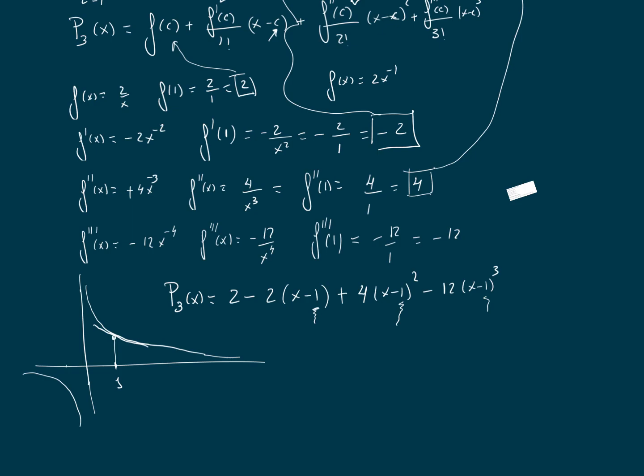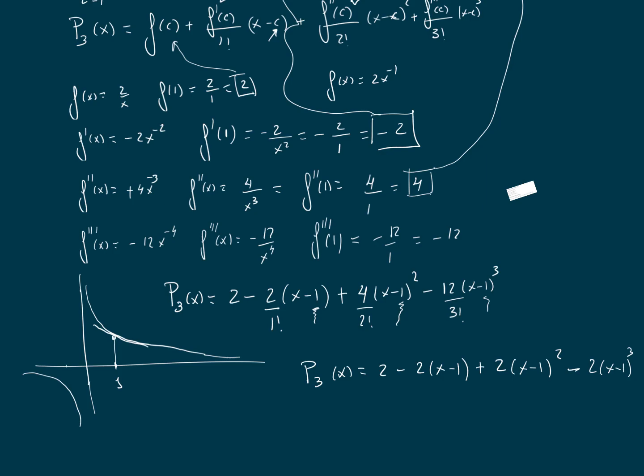But still we need to put the denominators: 1 factorial, 2 factorial, 3 factorial. And now who is the Taylor polynomial? p3 of x will be 2 minus 2 times x minus 1, plus 4 divided by 2 factorial, which is 2, times x minus 1 squared, plus minus 12 divided by 3 factorial. 3 factorial is 3 times 2, which is 6. 12 divided by 6 is 2. Minus 2 times x minus 1 cubed. Can you guess what p4 will be? Or p5? For sure you can get it.